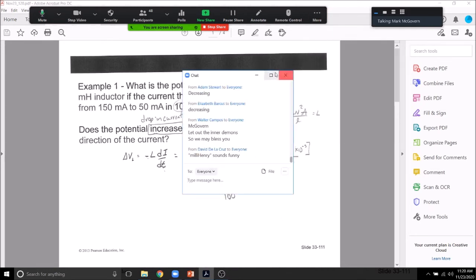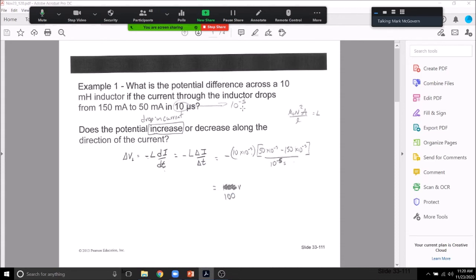So that's 100 milliamps over 10 microseconds. This is a decrease, so that will be negative. We can subtract the two currents here, divided by 10 to the minus 5, which is 10 microseconds. We have a negative out front here. Obviously, the negative from the difference and this negative are going to cancel out. We have a 10 millihenry inductor, so 10 times 10 to the minus 3. And that's going to result in a 100 volt gain. A drop in current means the potential is increasing.